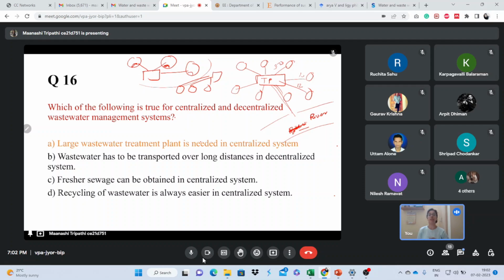So it depends upon the society, the financial status, or the city plan. Most importantly, the city plan, whether centralized or decentralized, whichever is good.